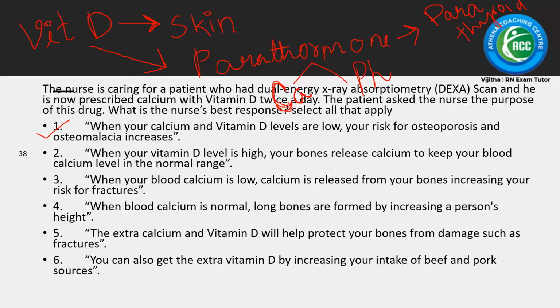I repeat, we get vitamin D from sunlight through the skin. When it is absorbed through the skin, the kidney will stimulate the vitamin D, and when it gets stimulated by the kidney, it stimulates parathormone. It is a hormone from the parathyroid gland. Parathormone is necessary for the absorption of calcium and stabilization of phosphorus. Remember, calcium and phosphorus always move in the opposite direction.